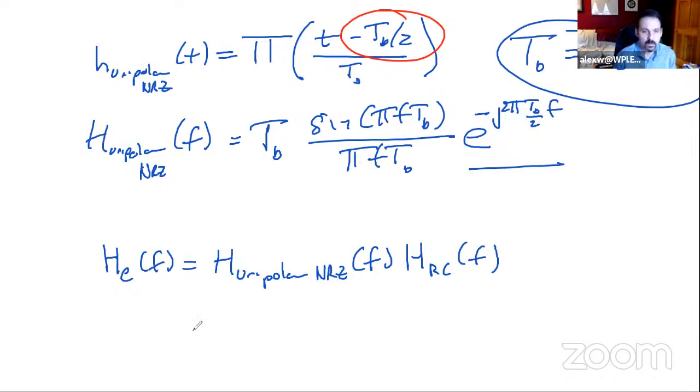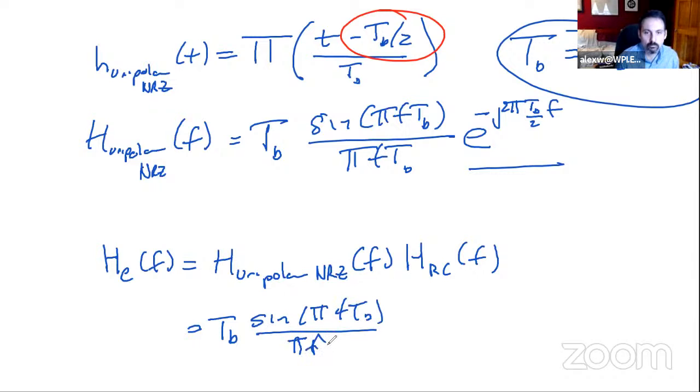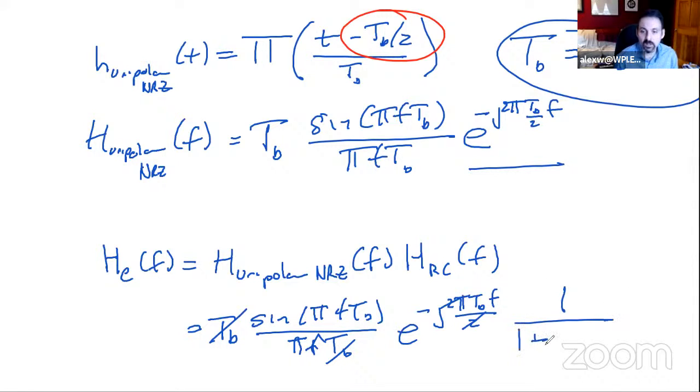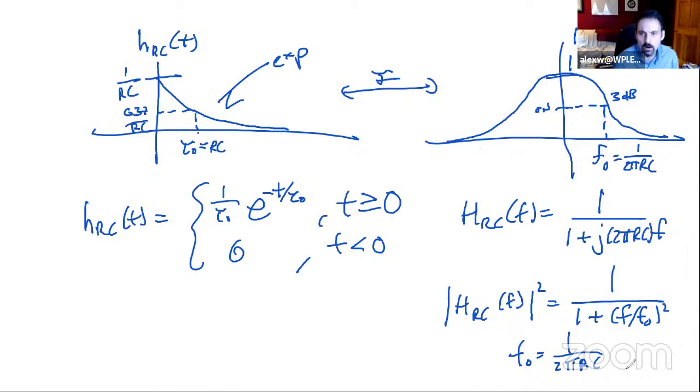Now, this is going to be equal to TB sine, and then E over 2. The 2's cancel out. I should have done it sooner. And then those cancel out as well. Now, what's the RC? 1 over 1 plus J 2 pi. I forgot, so I have to go back. RC.